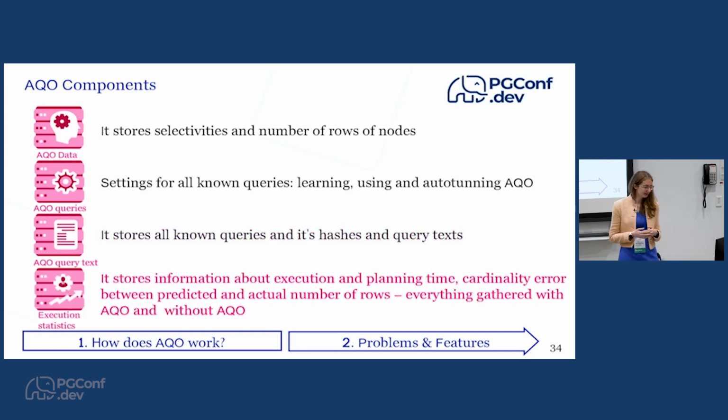And the last one is AQO execution statistics. It stores information about query planning time, execution time, and cardinality error, with and without AQO. I'll explain why it is important later.